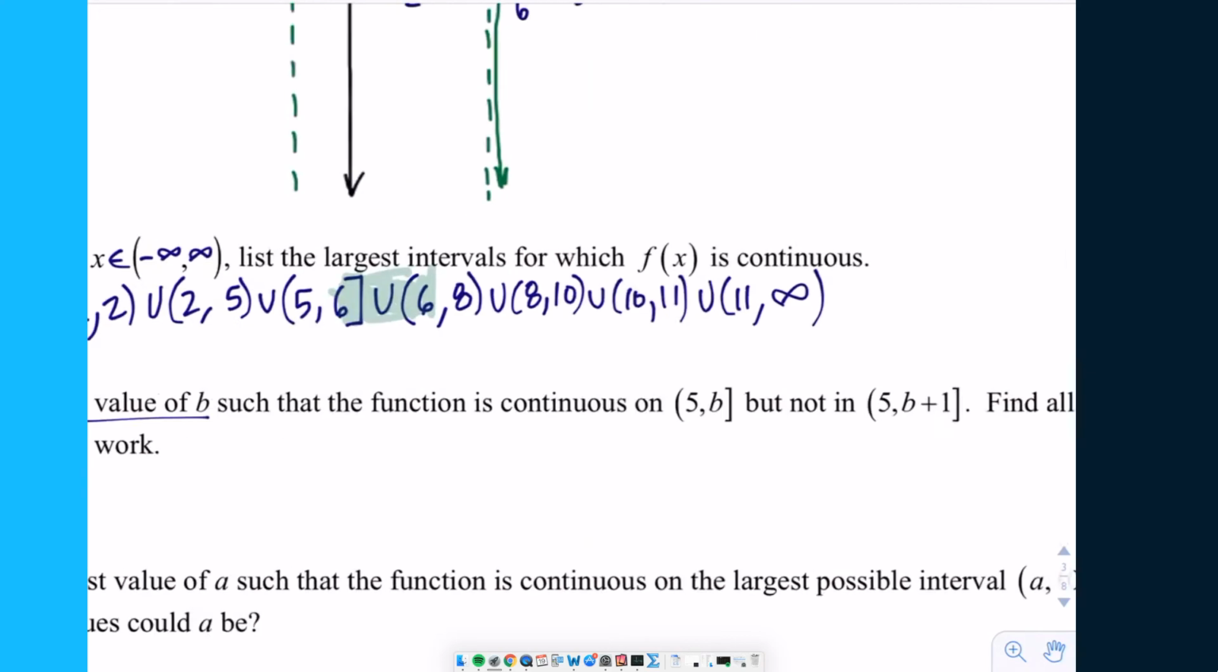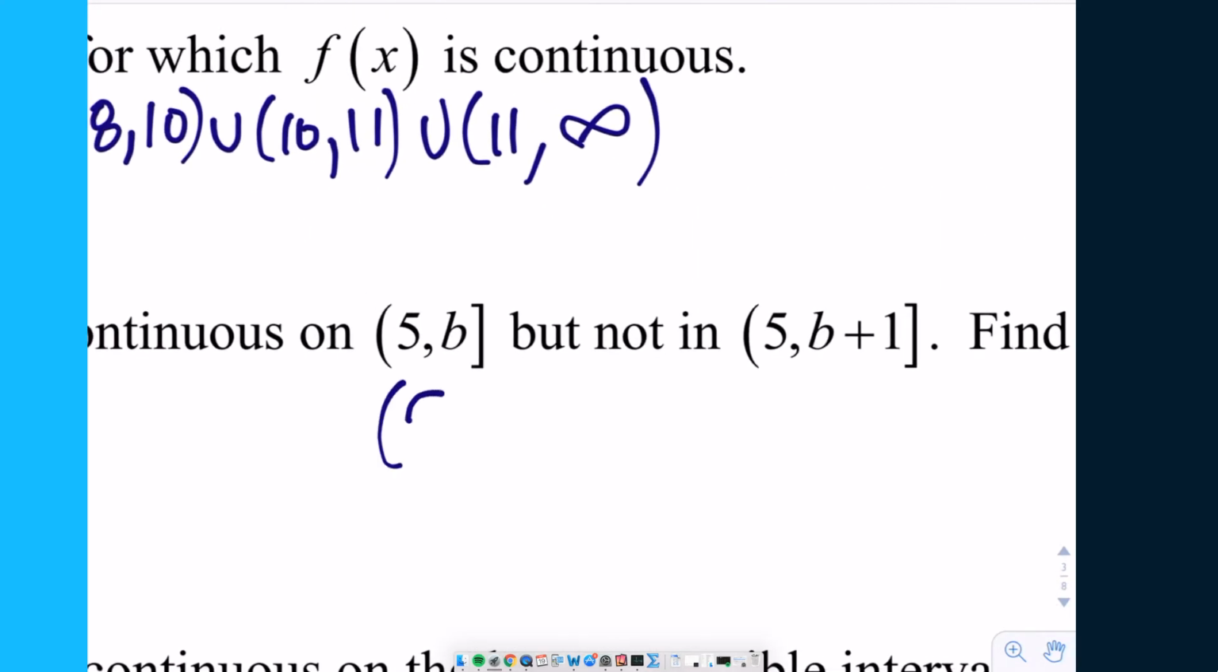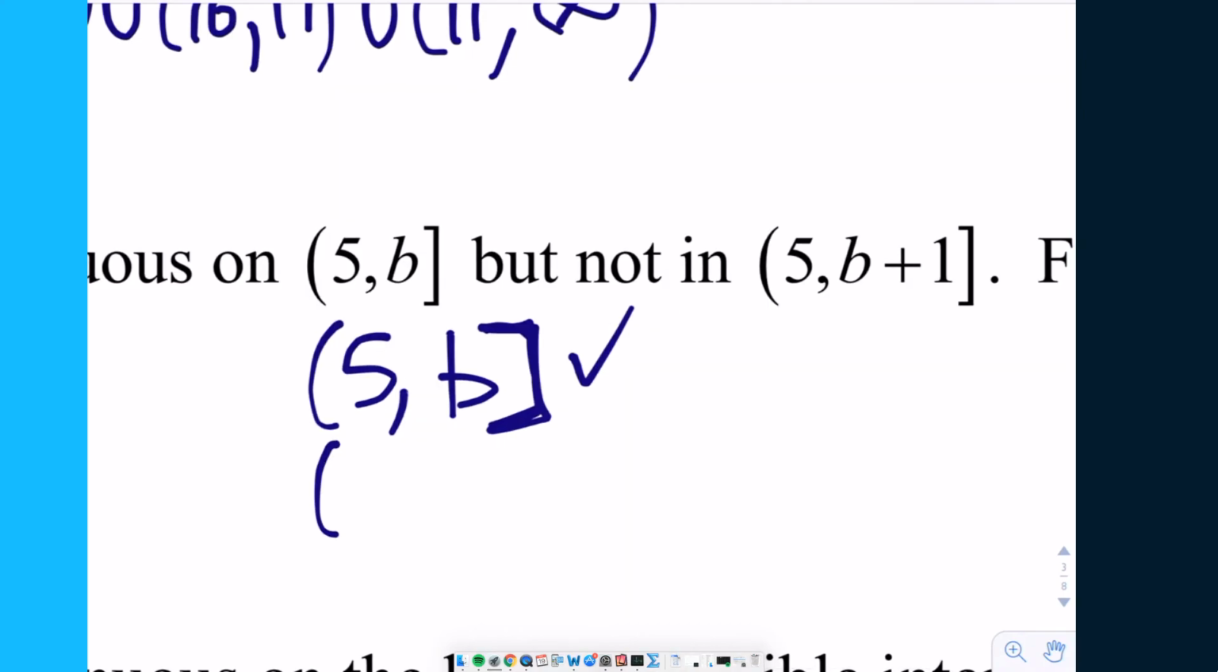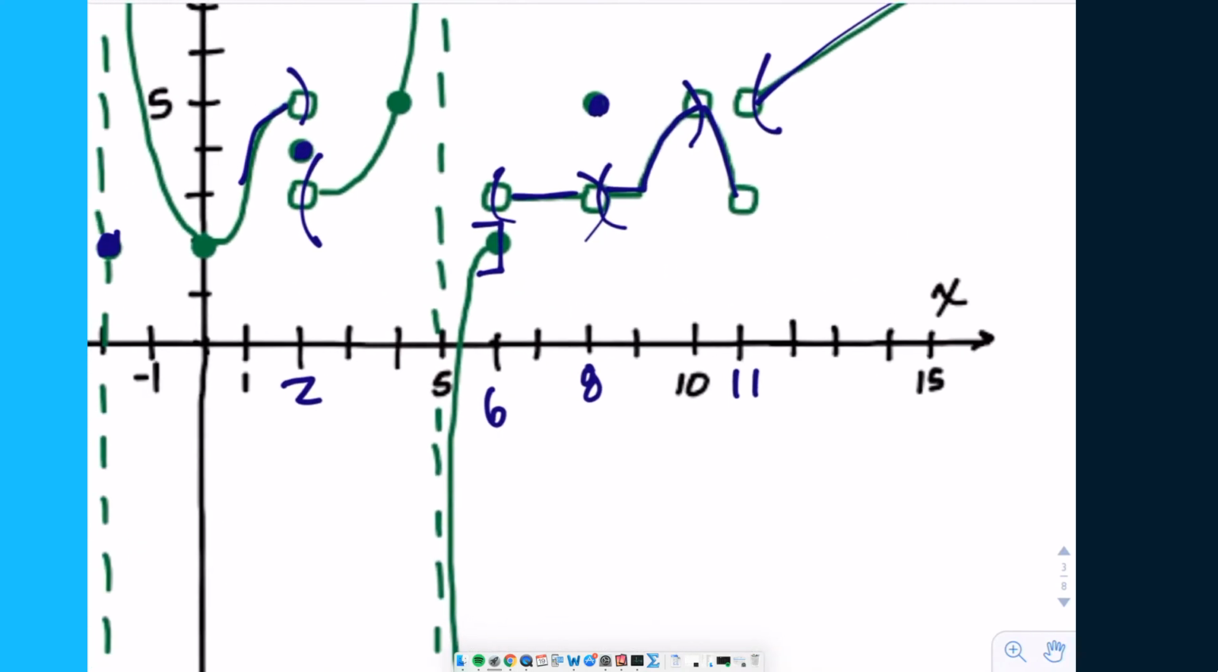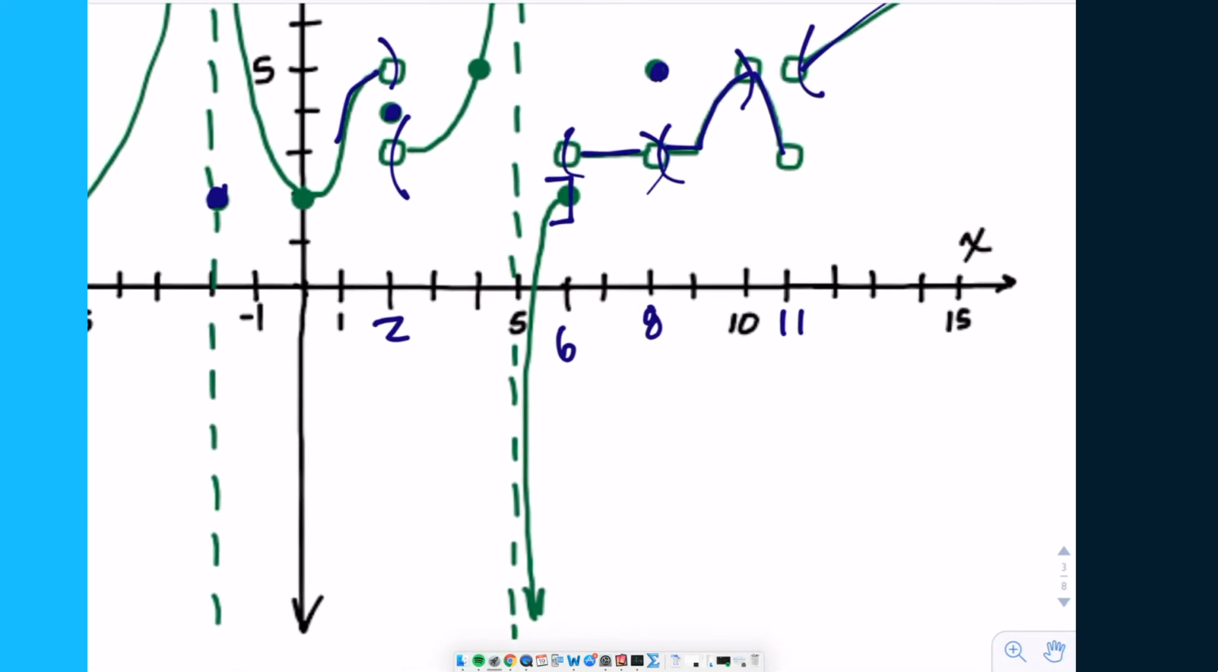So basically, if I start at 5, I want to find the largest value of B so that it works when I include B, but as soon as I add 1 to the upper bound, I want it to fail at the right endpoint. I want it to fail, not be continuous when I add 1 to it. So the first thing you want to do is look at where we're starting. We're starting at 5, so let's come up here. 5 is where this vertical asymptote is, right in there.